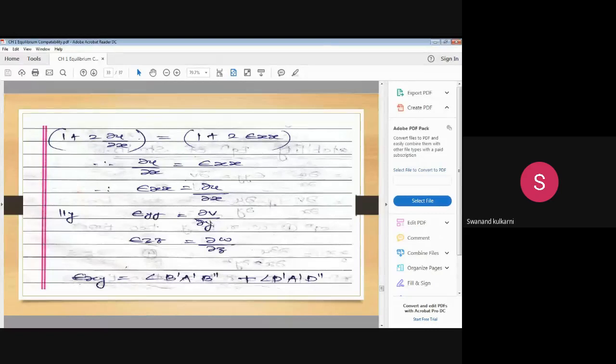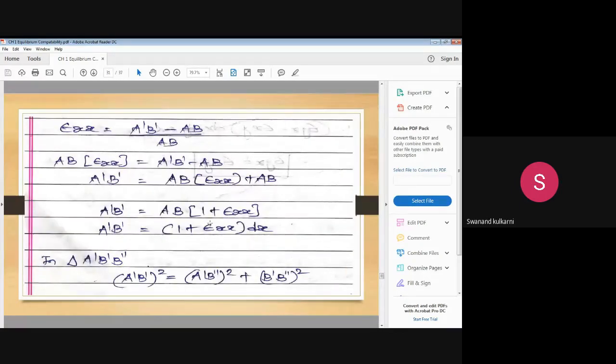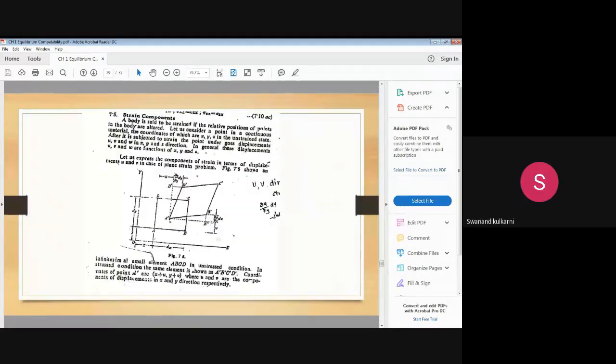So, in order to achieve this particular equation, am I audible? Yes, sir. Is the screen visible? Yes, sir. Okay.